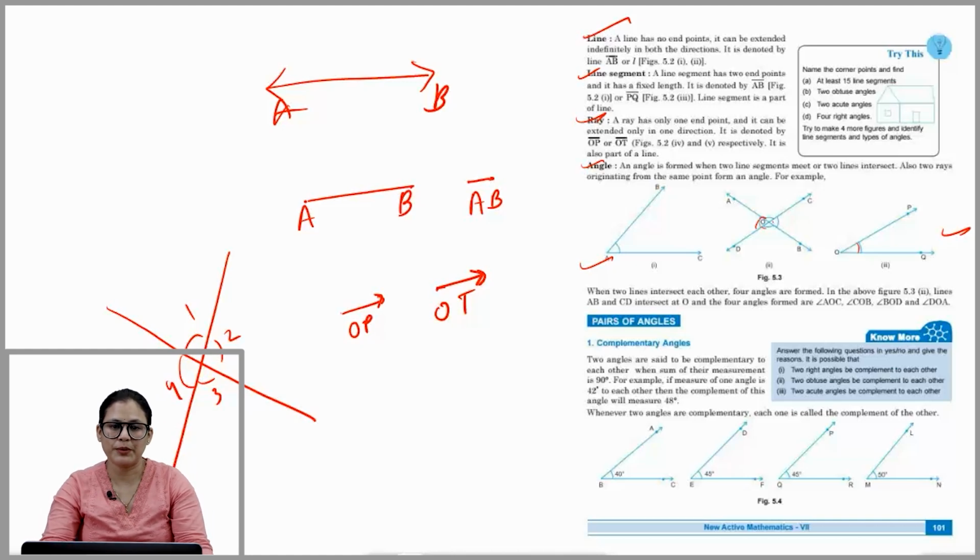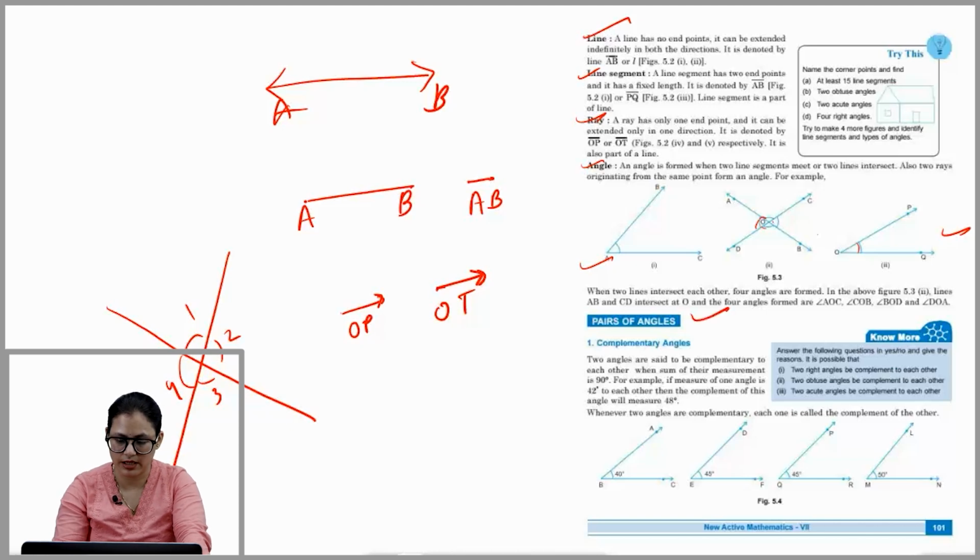In the above figure 5.3 second part, lines AB and CD intersect at O, and the four angles formed are angle AOC, this one, angle COB, angle BOD and angle DOA, okay?